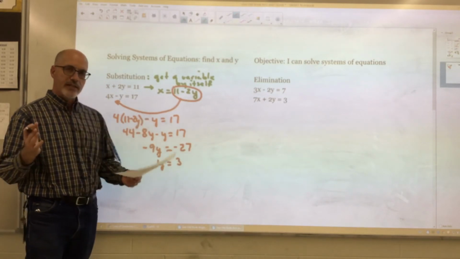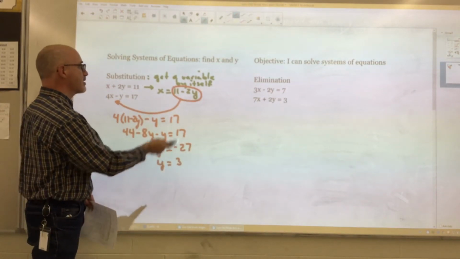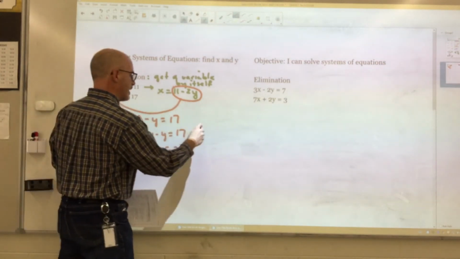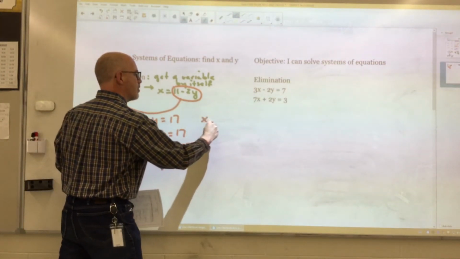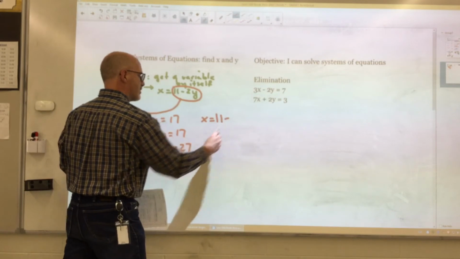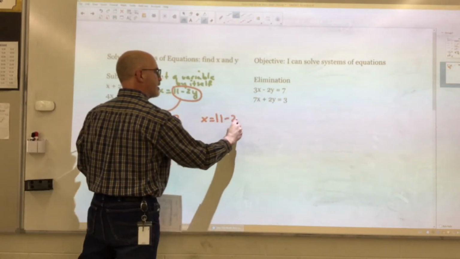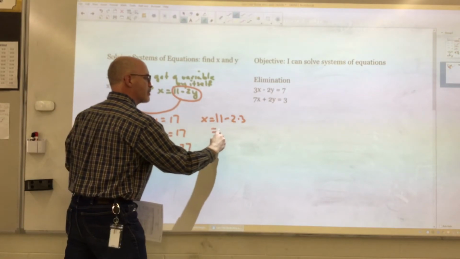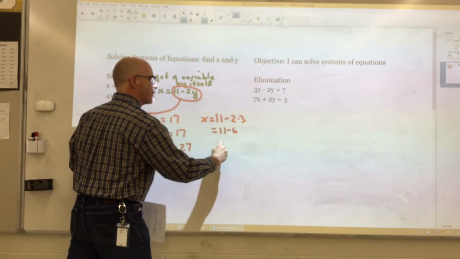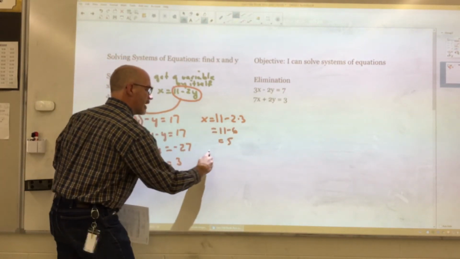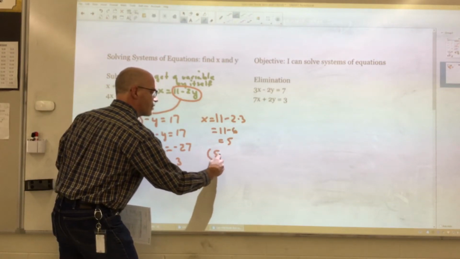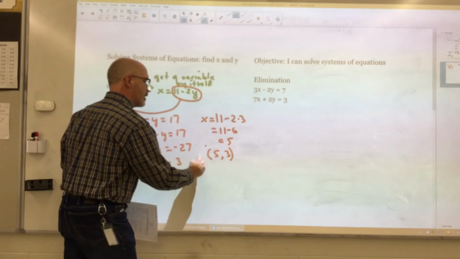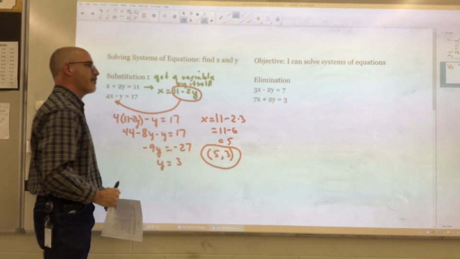Now, we can't stop there. We got what y is. Let's put that back in to get what x is. So going back here, x is going to equal 11 minus 2 times 3, that y. So substitute back in. So x equals 11 minus 6, which gives me 5. So my answer, we often put as an ordered pair, (5, 3), for our answer to x and y.